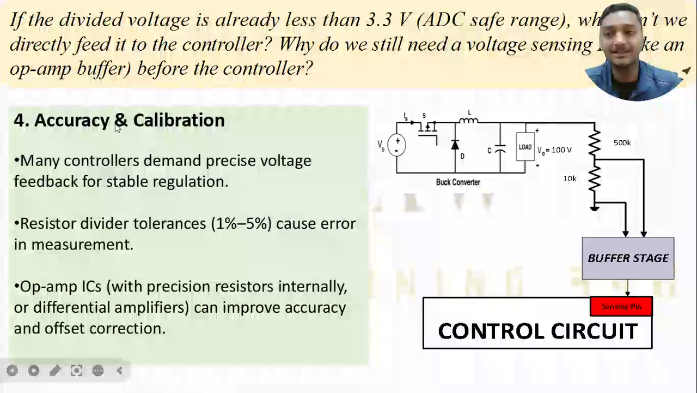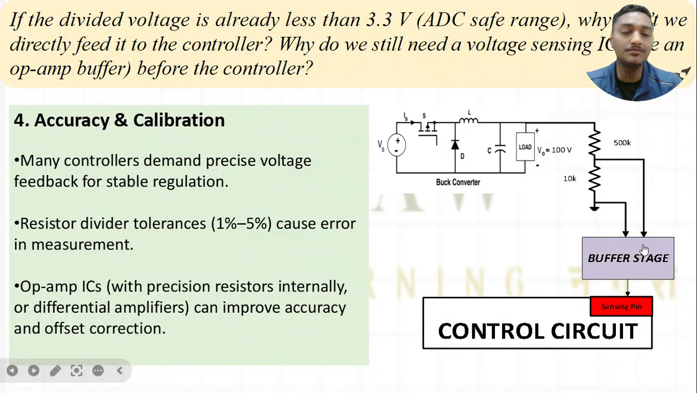Next is accuracy and calibration. A voltage divider has its own limitation, like its tolerance is 1 to 5%, and a buffer stage can improve the accuracy and provide offset correction, for example when sensing an AC signal. Let us say some AC signal swings from plus 1 to minus 1 volt. In the buffer stage we can offset it, like from plus 2 to 0 volt, because my requirement here is 0 to 3.3 volt and I do not even require the negative voltage. All this we can do in the buffer stage as well. So that is why we need the voltage divider IC.